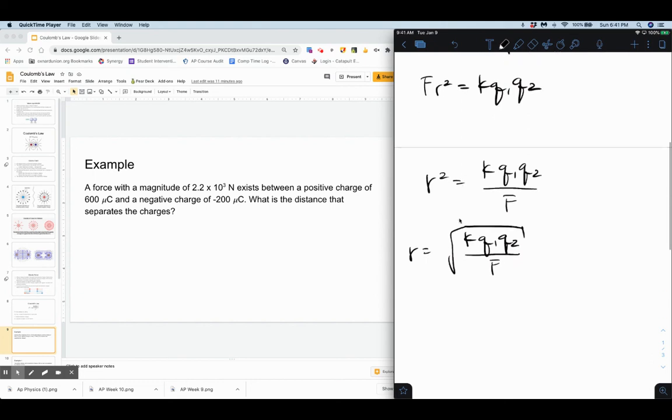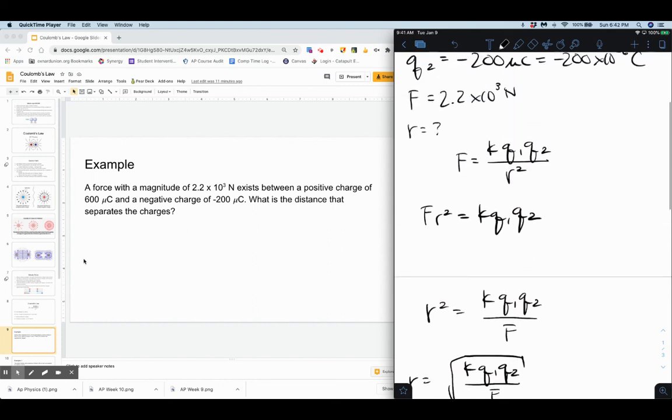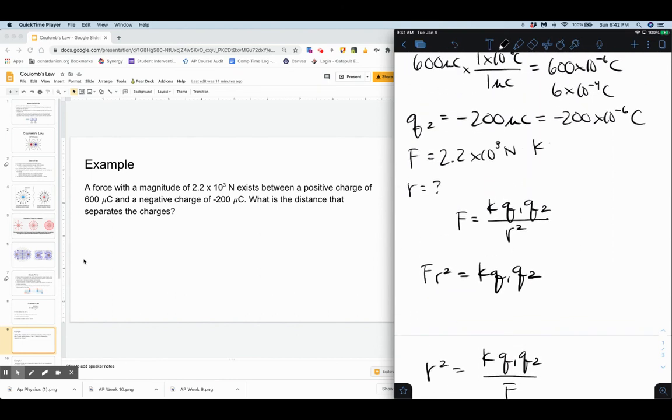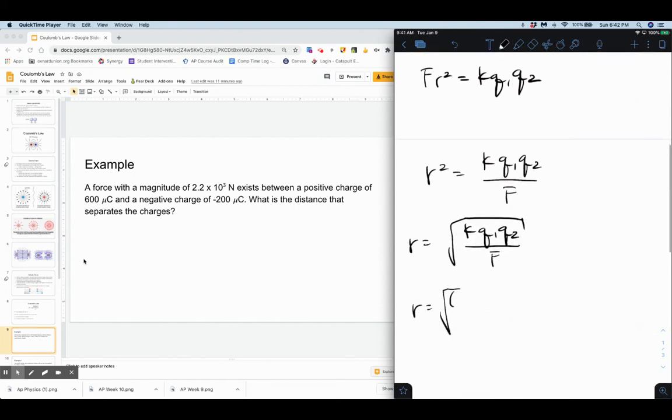So now we can plug in our numbers. We get the square root of K, which I didn't give you on here, but remember, K is a constant, and I should write it down up here. K is equal to 9 times 10 to the 9th newtons times meters squared over coulombs squared. Okay, so we're going to plug that in here.